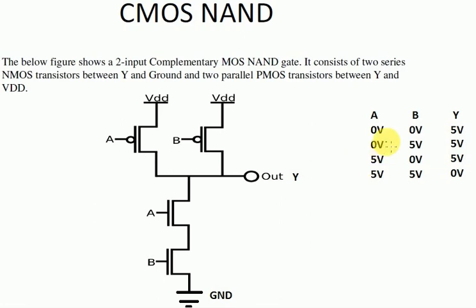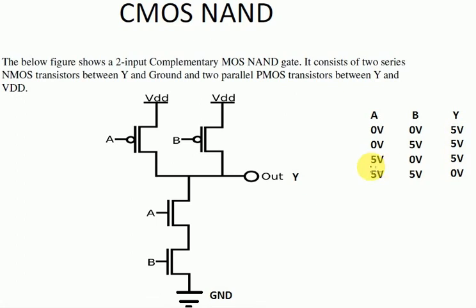We have four input combinations: 0 volt 0 volt, 0 volt 5 volt, 5 volt 0 volt, 5 volt 5 volt. For the first combination, 0 volt 0 volt, the output is 5 volt. For the second combination, 0 volt 5 volt, the output is 5 volt. For the third combination, 5 volt 0 volt, the output is 5 volt. For the last combination, 5 volt 5 volt, the output is 0 volt. Now we will see how we can get these outputs for the respective input combinations.